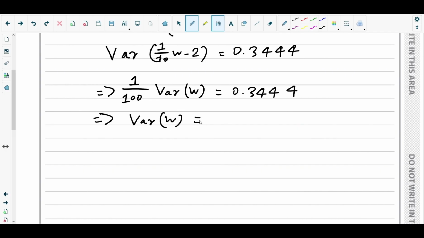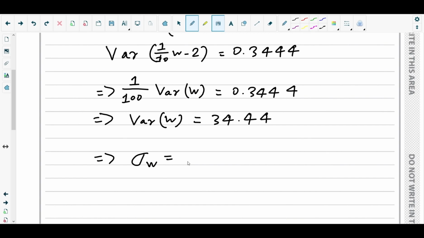100 times 0.344, that is 344.4, isn't it? It's 34, no, it's 34.44. Yeah, 34.44. So this is the variance of w. So we need the standard deviation of w, right? So standard deviation is what? Square root of what? 34.44. So what will you get?